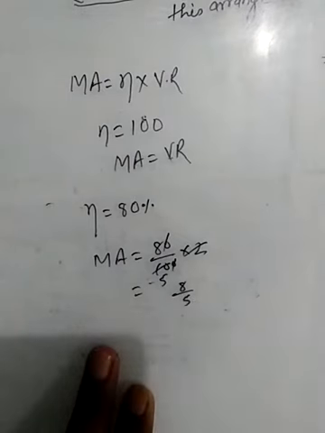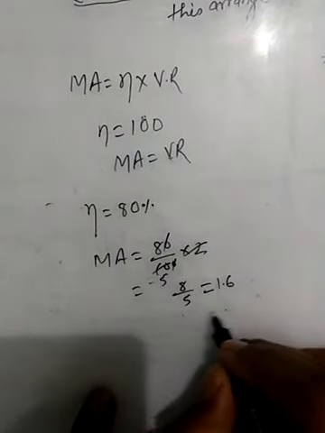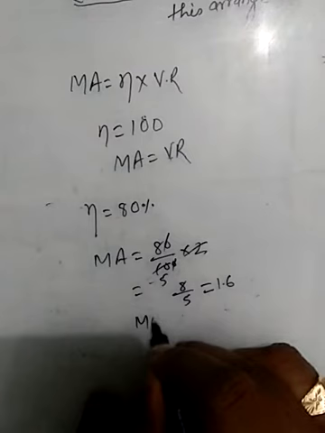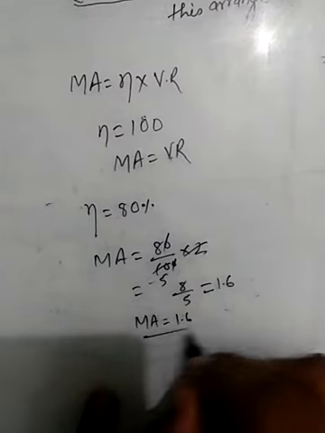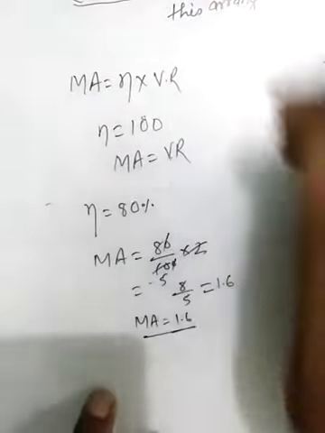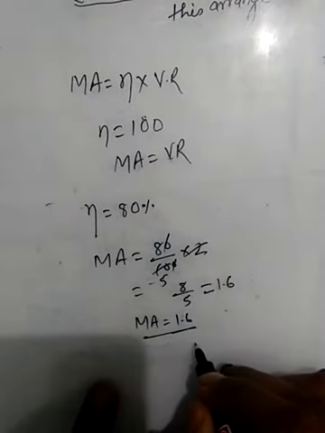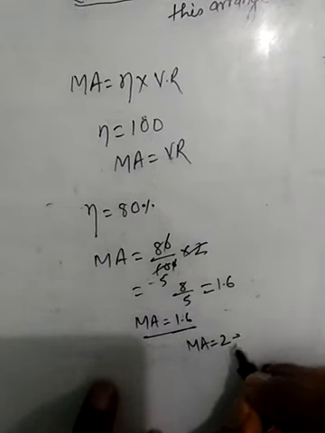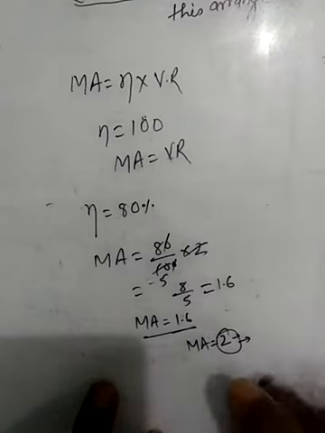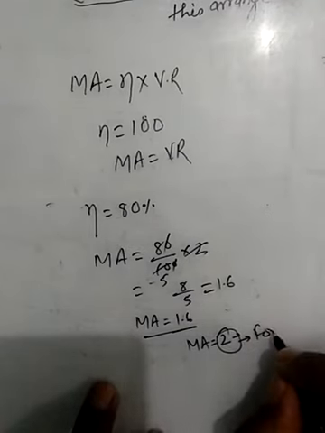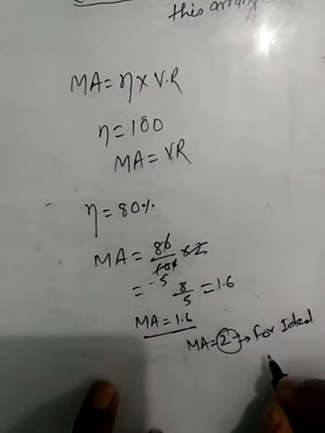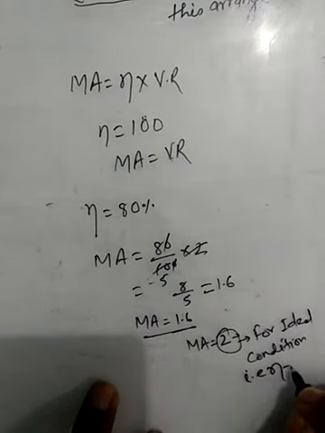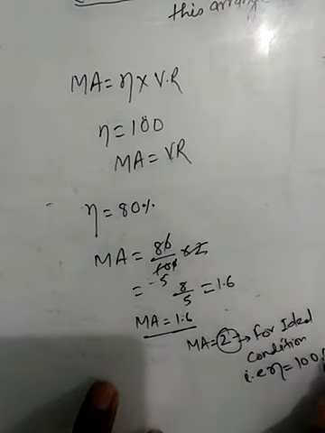Here it is 8 upon 5, which is calculated as mechanical advantage for this condition is 1.6, which is less than the ideal condition, which is equal to 2. This is the maximum mechanical advantage for the ideal condition, that is, at this condition efficiency will be 100%.